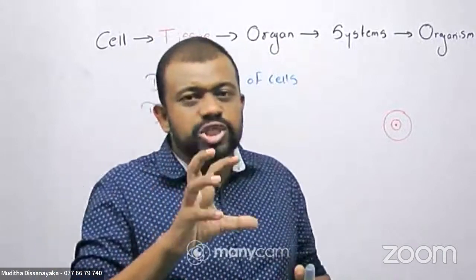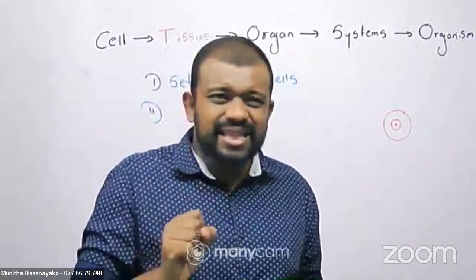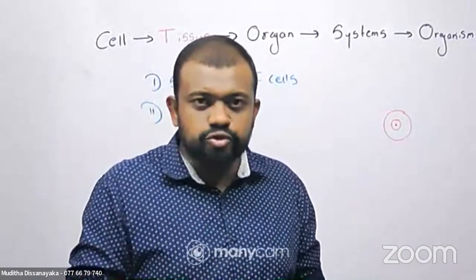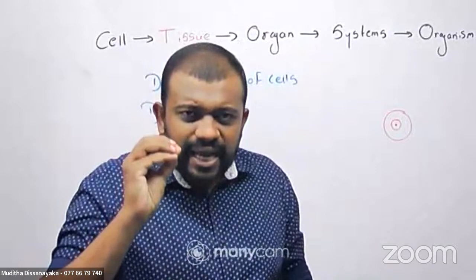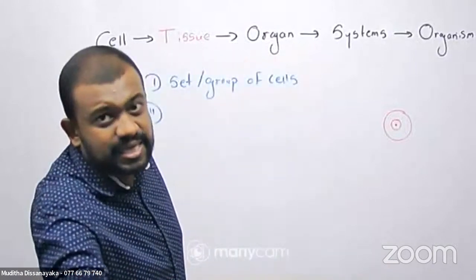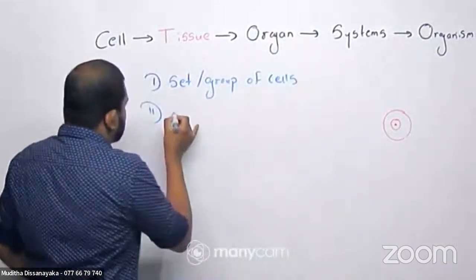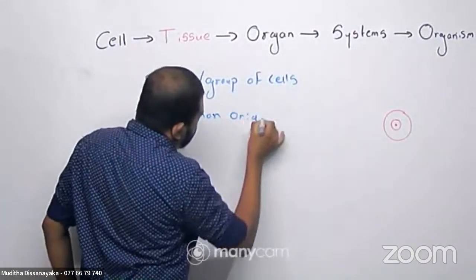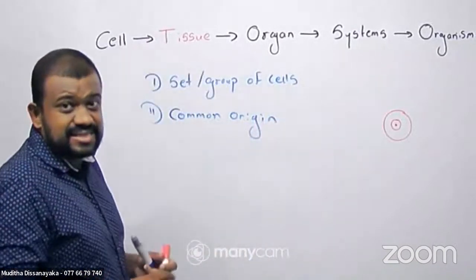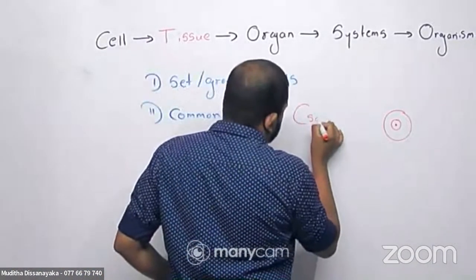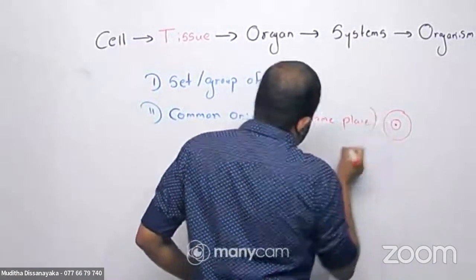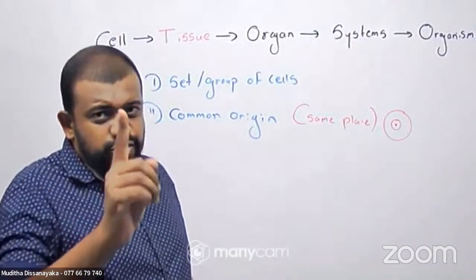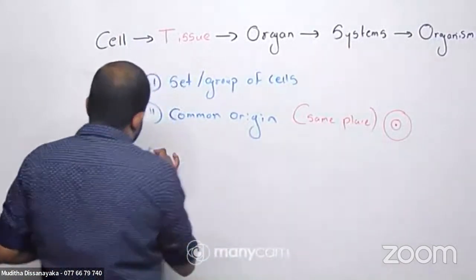Common origin means originated from the same place. When it comes to plants, germinal layers don't matter. Meristematic tissue, apical meristem, a common origin can be the same place. We should write the term common origin. That is the same place. I'm just going to write it here. Same place, and which performs a specific function.